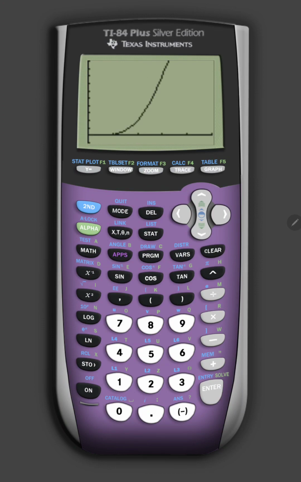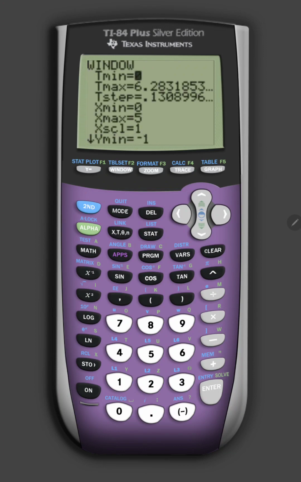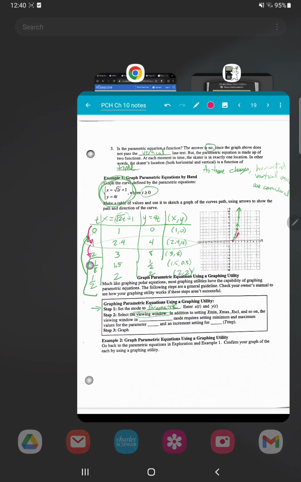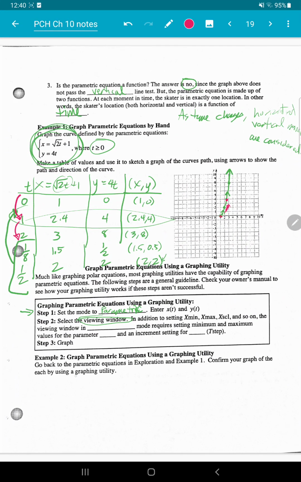Oh wait, sorry, I forgot to mention the t-step. Let's look at the t-step. Right now, our t-step is at 0.13. What I would like for us to do, actually, is in example 2, not only are we going to confirm our graph, which you actually just saw, but I also want you to experiment with different t-steps. So try t-step values of 0.05, of 0.1, 0.5, and 1. I think that'll give us a broad range there, okay?